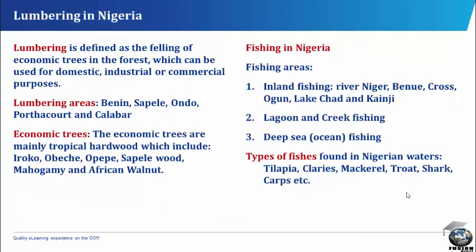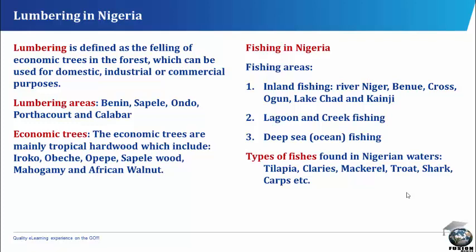Lumbering in Nigeria. Lumbering is defined as the felling of economic trees in the forest, which can be used for domestic, industrial, or commercial purposes. Lumbering areas include Benin, Sapele, Ondo, Port Harcourt, and Calabar. Economic trees. The economic trees are mainly tropical hardwood, which include Iroko, Obeche, Opepe, Sapele wood, mahogany, and African walnut.